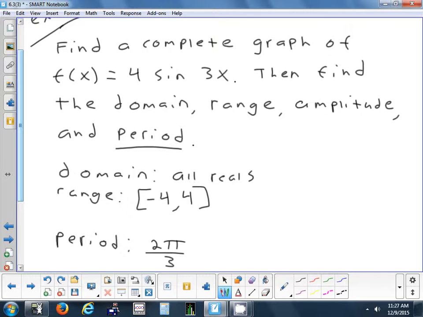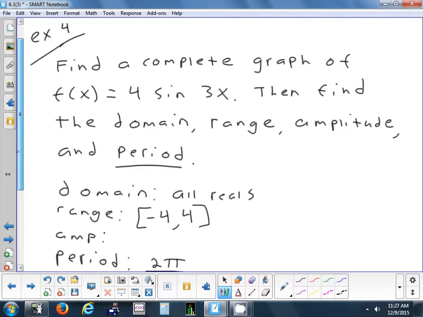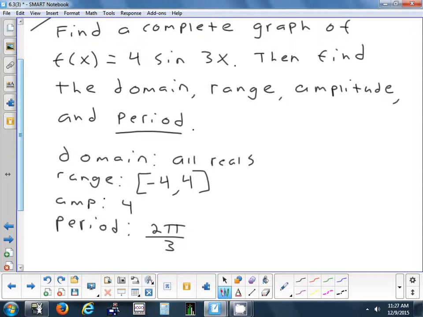And amplitude. What's the amplitude here? 4. What if I put a negative in front? It'd still be 4. If I kept the negative in front, would it affect the period? No. Would it affect the domain? No. Would it affect the range? No. It wouldn't affect anything in terms of these values. It would affect the graph because it would flip, but it would still be between -4 and 4. It'd still have a height of 4, same period, same domain.